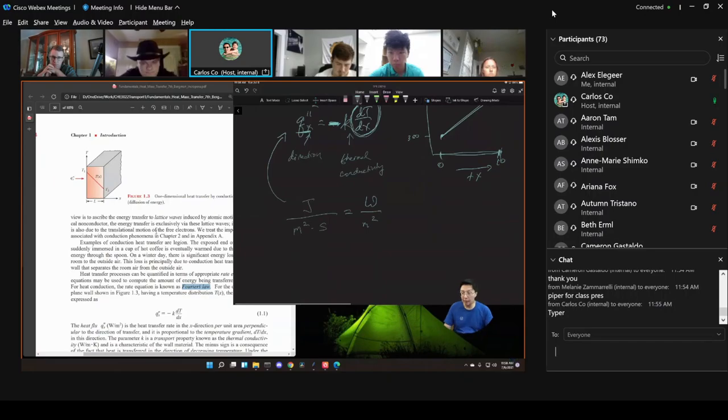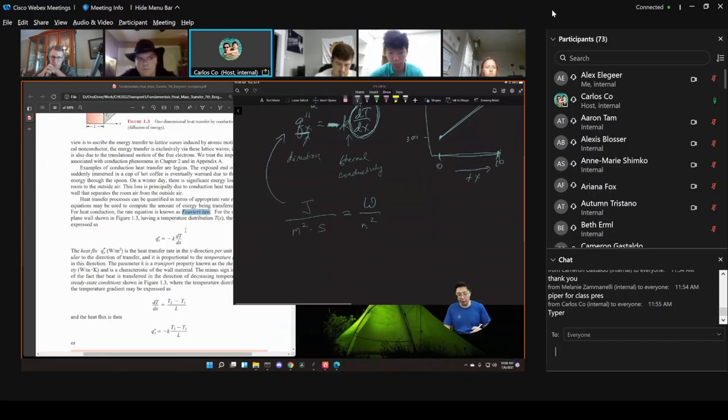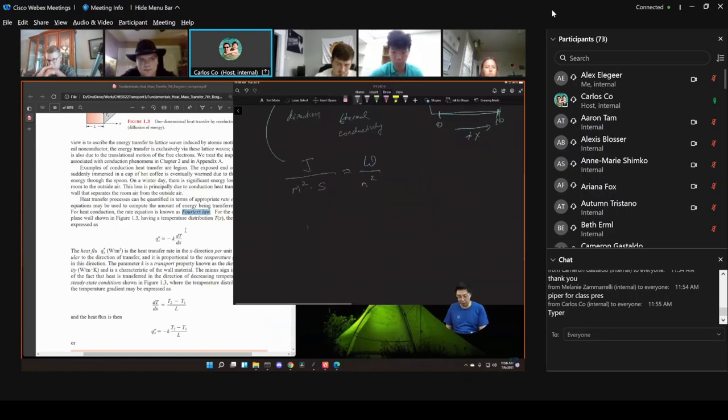Now the other thing is the units. So let's work out the units fully here. Let me write it down again. You have heat flux equals minus k dT/dx, right?